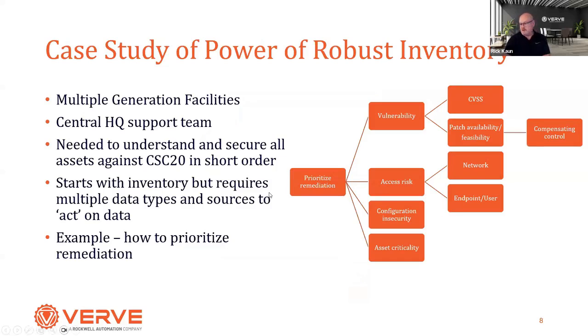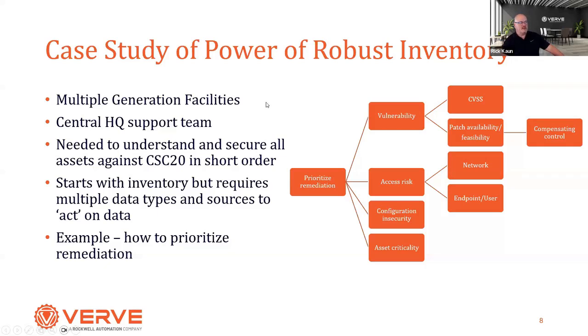So we do have a power client. We have multiple power clients, but this particular one had multiple generation facilities. Traditional North American coal-based, so the 70s, 80s were the original build. So 50, 60 years old. Multiple acquisitions and different projects mean a little bit of everything in the environment. There was a central headquarters support team that also helped to report up and down externally. Of course, some of these are regulated locations. As a corporate mandate, they needed to understand and secure all assets against CSC 20.